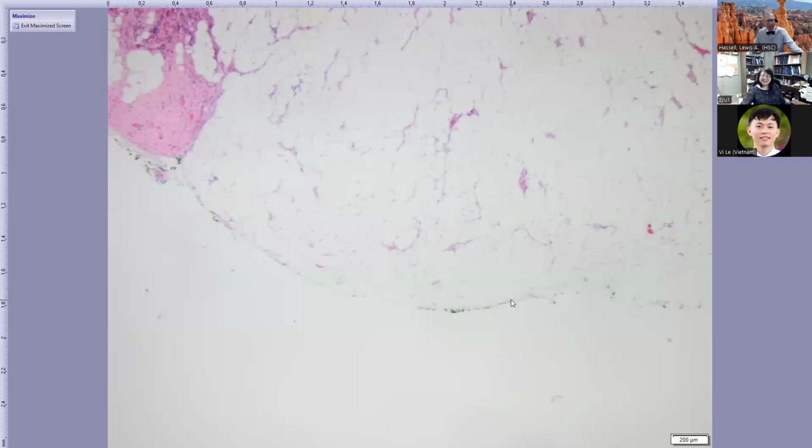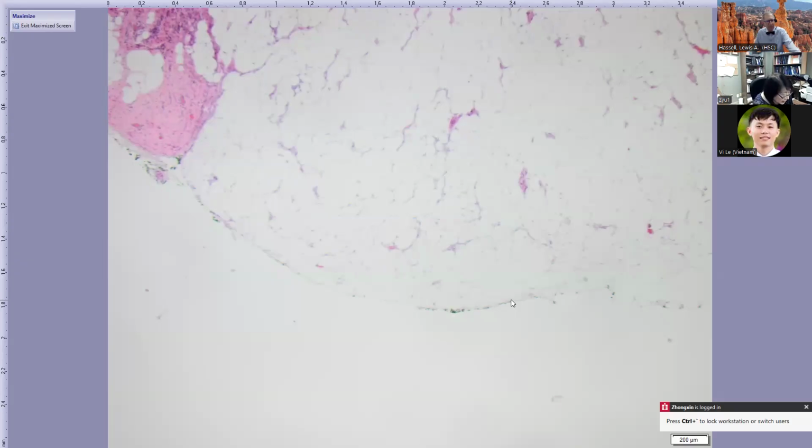Hello, hi, good morning, everyone. Maybe good evening for someone. Today, I'd like to take this opportunity to share a few pediatric soft tissue and bone tumors with you. Those are most uncommon but important cases. I'd like to start with the first one.